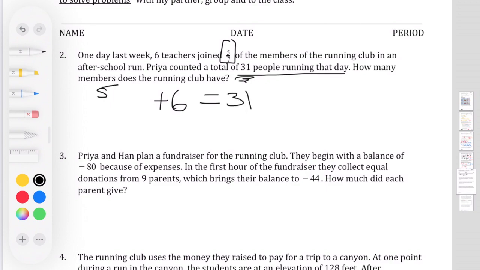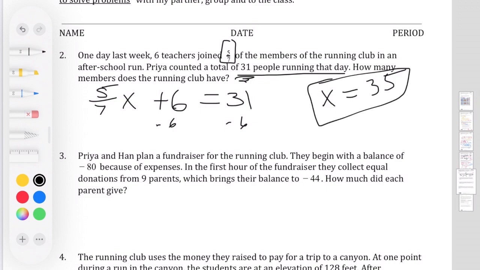So we had 5/7 of our total club showed up, and x is represented by the total number of people in our club. So when we break this down, we find out that there are 35 members in our running club at school, and you'd have to do the opposite by subtracting 6 from both sides. Once you do that, you could use the reciprocal to multiply both sides to find x. And x should equal 35. And if you didn't want to do that, you could go ahead and do keep, change, flip. I'll cover the next 2.